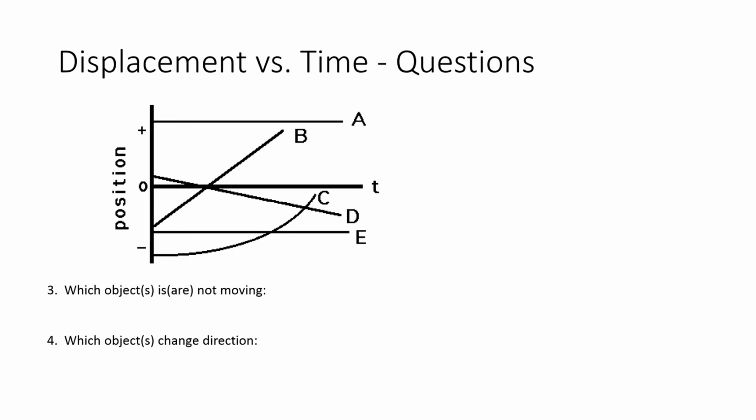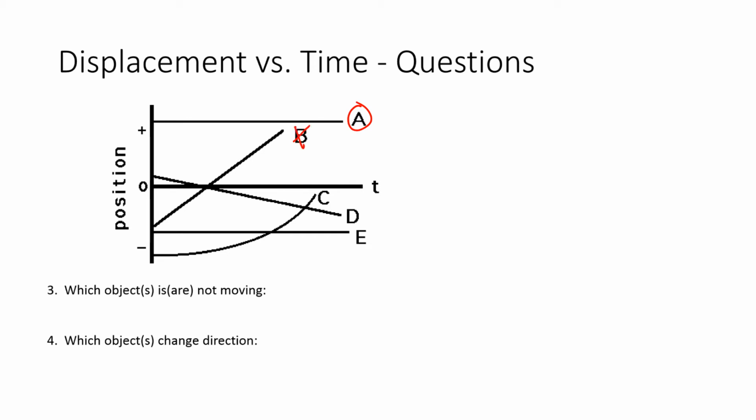Questions about the same graph here. So which objects are not moving? So we said A is not moving because the slope is 0, so that means the velocity is 0 and the position just stays the same throughout. B has a non-zero slope, so that means it does have velocity and its position is changing over time, so it is moving, so not B.